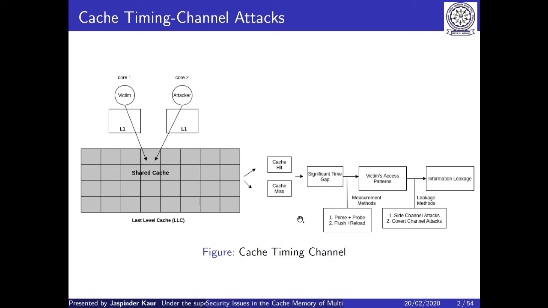So how to measure the time? To measure the time, there are different techniques. The two techniques we'll discuss today: one is called Prime+Probe and the other is Flush+Reload. These two are the techniques based on which you can measure the time difference of cache hit and cache miss. And what are the different types of attacks possible?